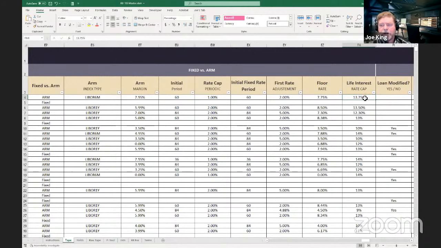But what ends up happening on these ARMs is it fluctuates with the market. So right now the market rates are lower, and the rates are going to be lower accordingly. And we'll see that when we get into the yields on this.